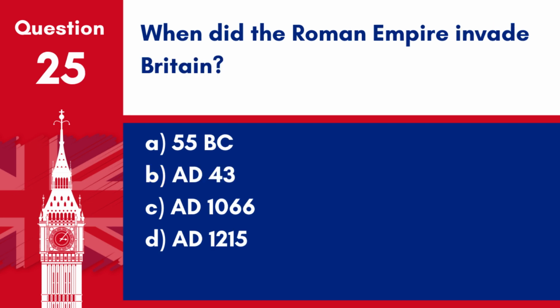Question 25. When did the Roman Empire invade Britain? A. 55 BC. B. AD 43. C. AD 1066. D. AD 1215. Answer B. AD 43. The Roman Empire began its invasion of Britain in AD 43.